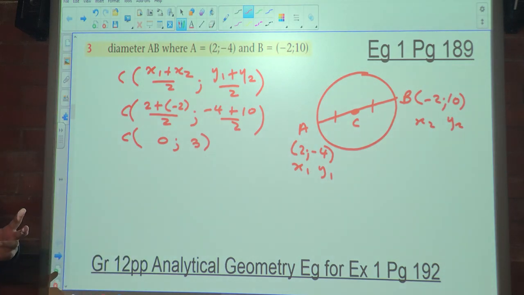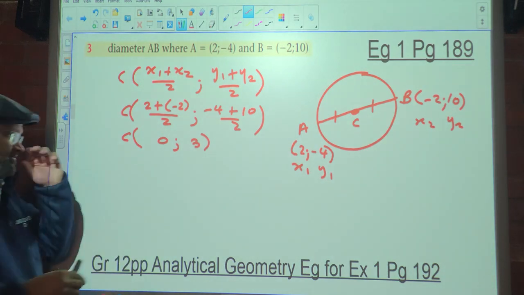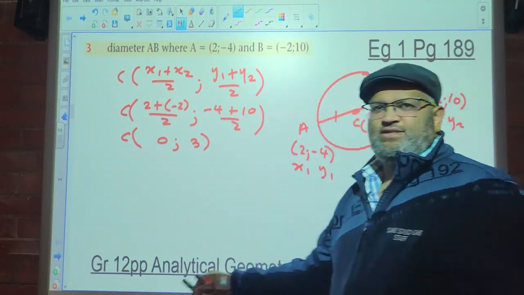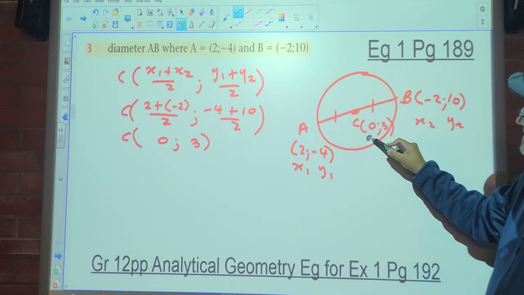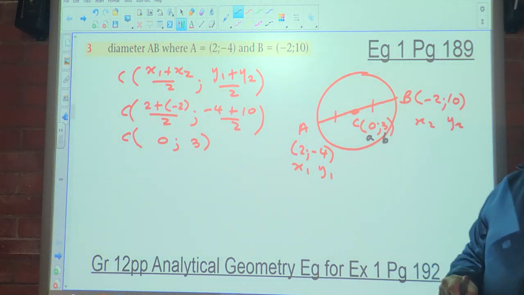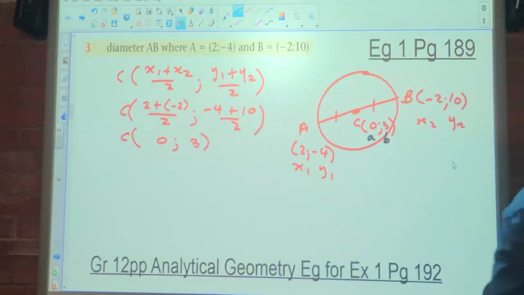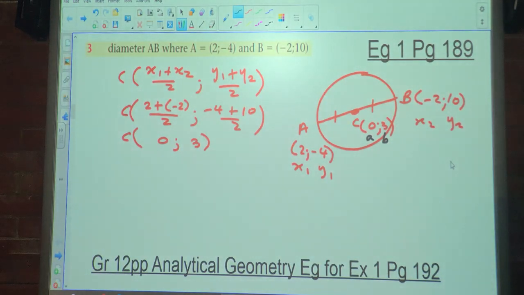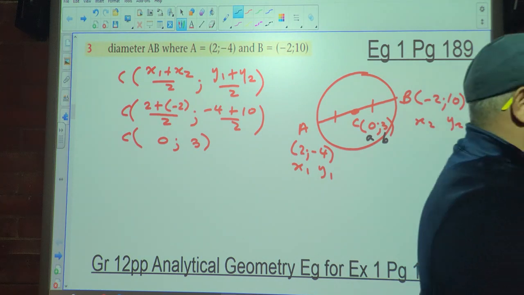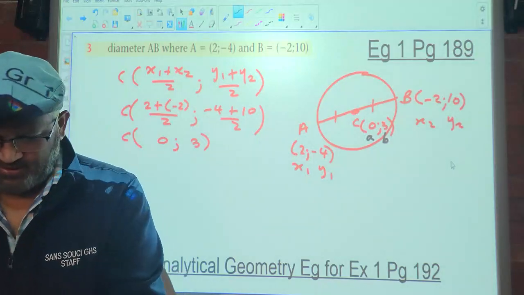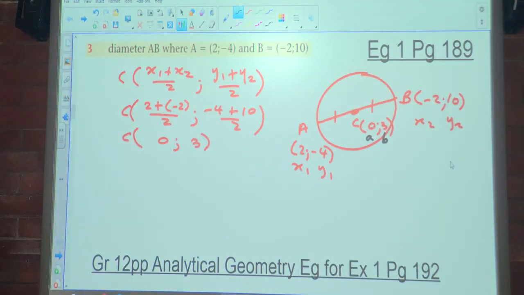So what are the coordinates of the center of the circle? (0, 3). Which is also which values in terms of the formula? A and B. Listen now. You all okay with that?